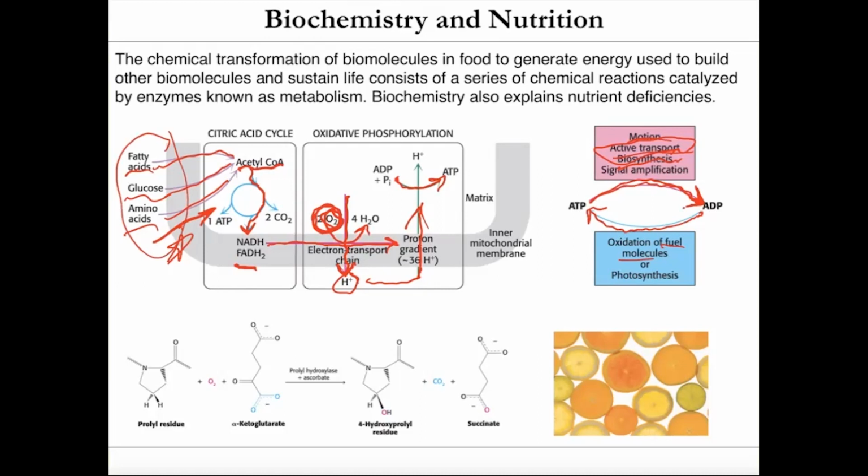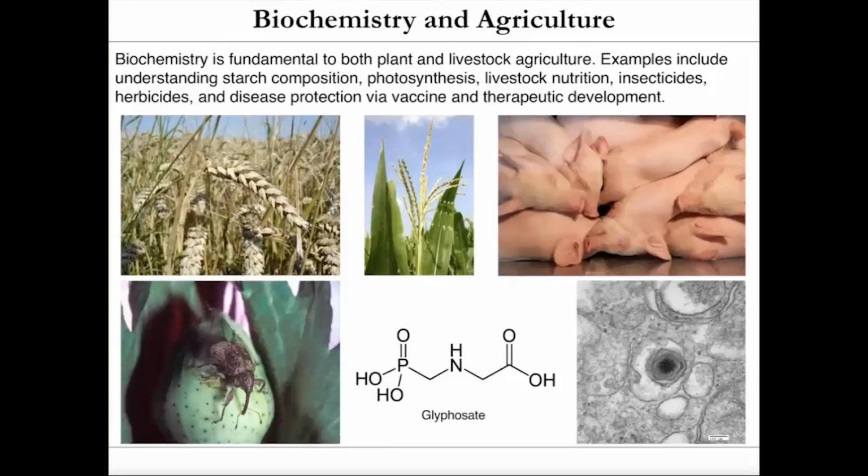So this is all important to biochemistry, and also things like nutritional deficiency. Through biochemistry, we know that a vitamin C deficiency causes scurvy, and we know exactly why, because it causes a breakdown in that collagen molecule we talked about before. So biochemistry is really important for understanding nutrition as well. And biochemistry is also central to agriculture.